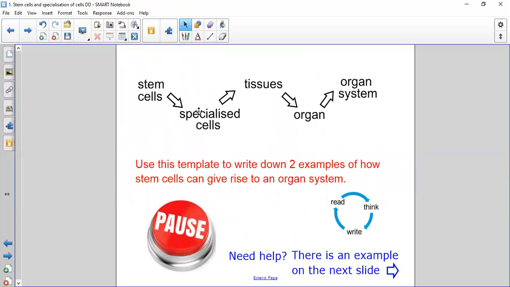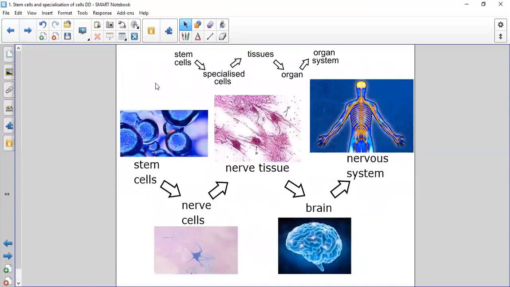Okay, so you could write that down first, and then you're going to try and think of a specific example. But here is one. So we always start with stem cells, but then those stem cells could turn into nerve cells. So that's our example of a specialised cell like this here. And then lots of nerve cells together would make nerve tissue, or sometimes it's called nervous tissue. Lots of nerve tissues together might make up the brain, which is an organ. And the brain is part of the nervous system. That's the organ system it is part of.